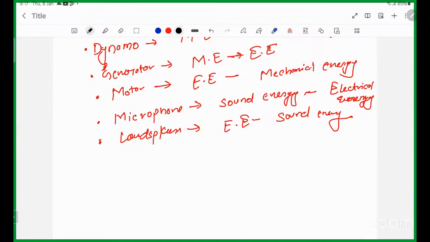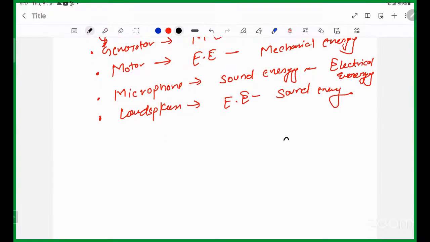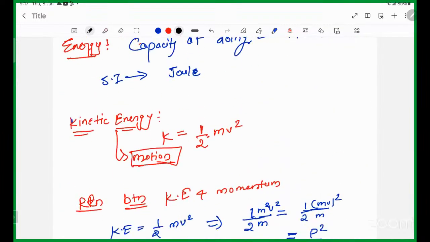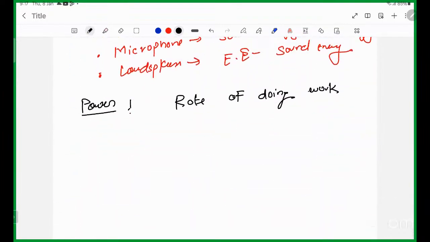Now we will discuss the rate of doing work, that we call power. What is power? That is the rate of doing work. We can write it as work upon time taken. In a particular time, whatever work we are doing, that defines its efficiency also, and we call it its power also.